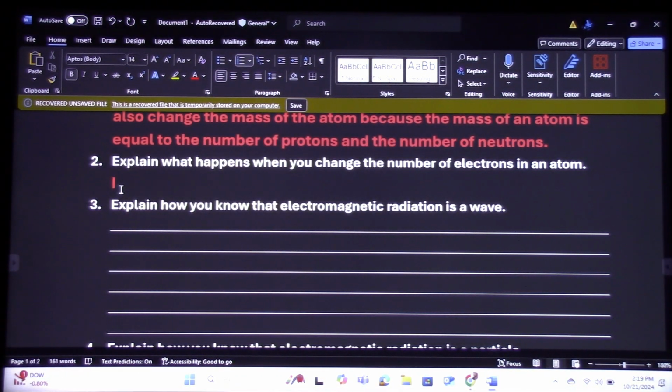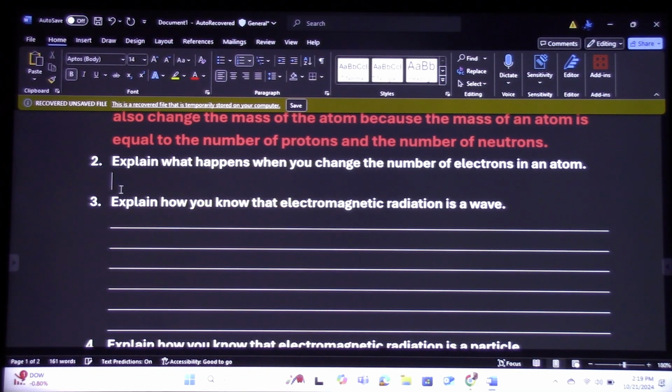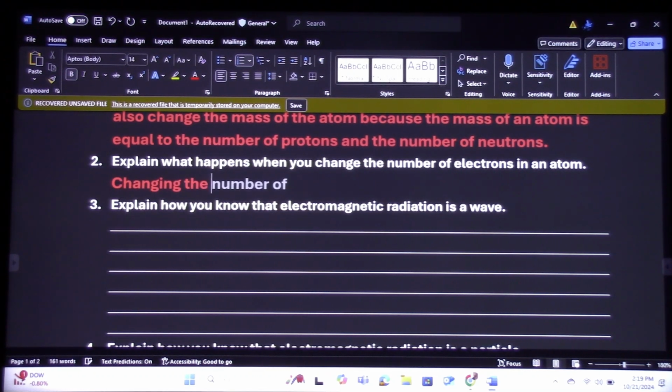Alright, so on number 2, explain what happens when you change the number of electrons in an atom.